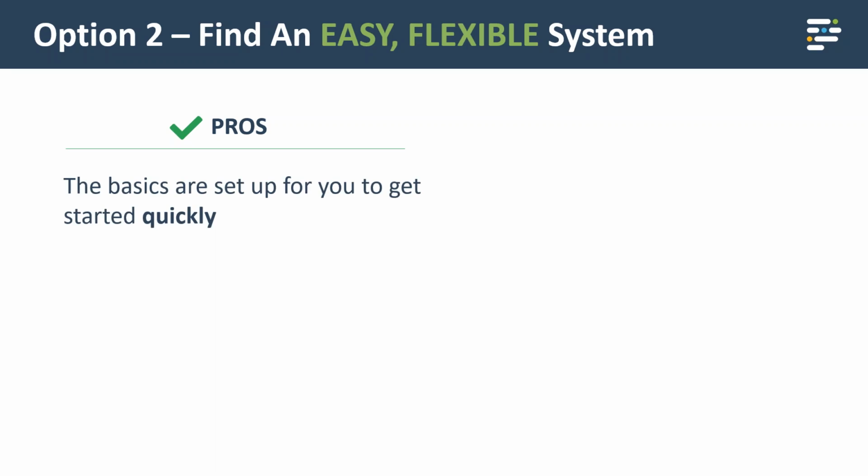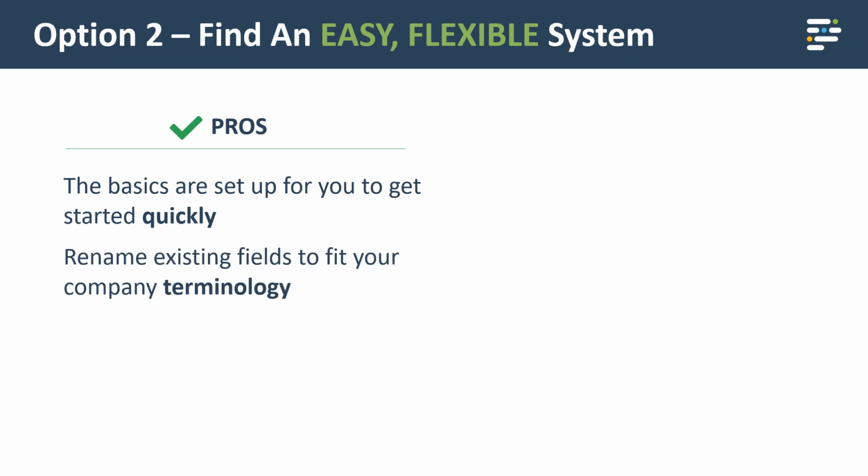So the second option you have is finding an easy but flexible system. There are many advantages of a more flexible system. The first is you have the basics. Similar to that robust system, but in a more lightweight way, you've got the basics to get you started in a fast way. You've got maybe RFIs, contracts, change orders, things that are generally consistent between all the different construction industry companies.